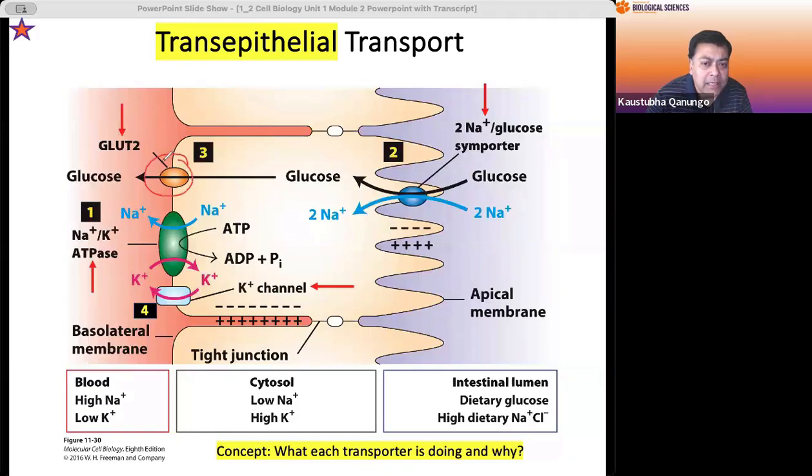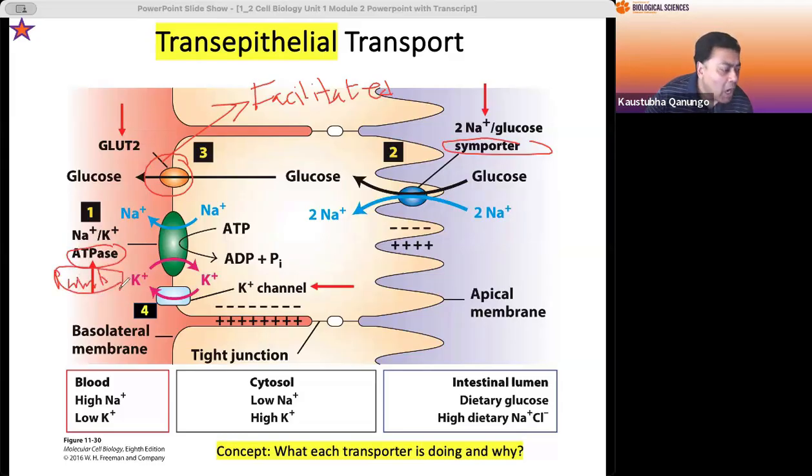So remember that GLUT2 is facilitated diffusion. So you are connecting many things in here. Facilitated diffusion, this is a symporter, this is a sodium potassium pump. So these are all the different things in here. So these are the main things.